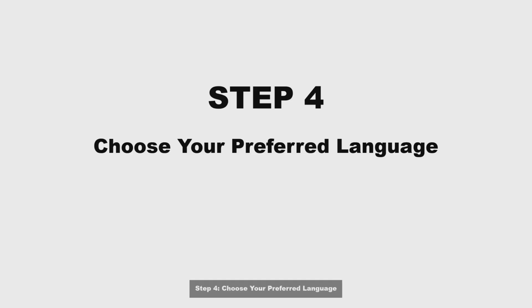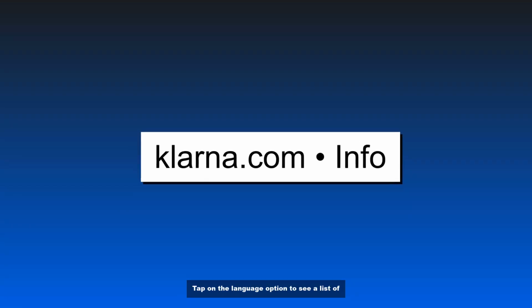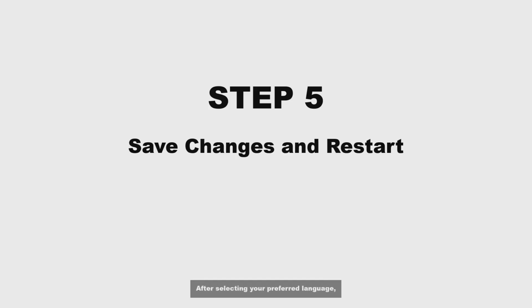Step 4. Choose your preferred language. Tap on the Language option to see a list of available languages. Select the language you want to use in the app. Step 5. Save changes and restart.